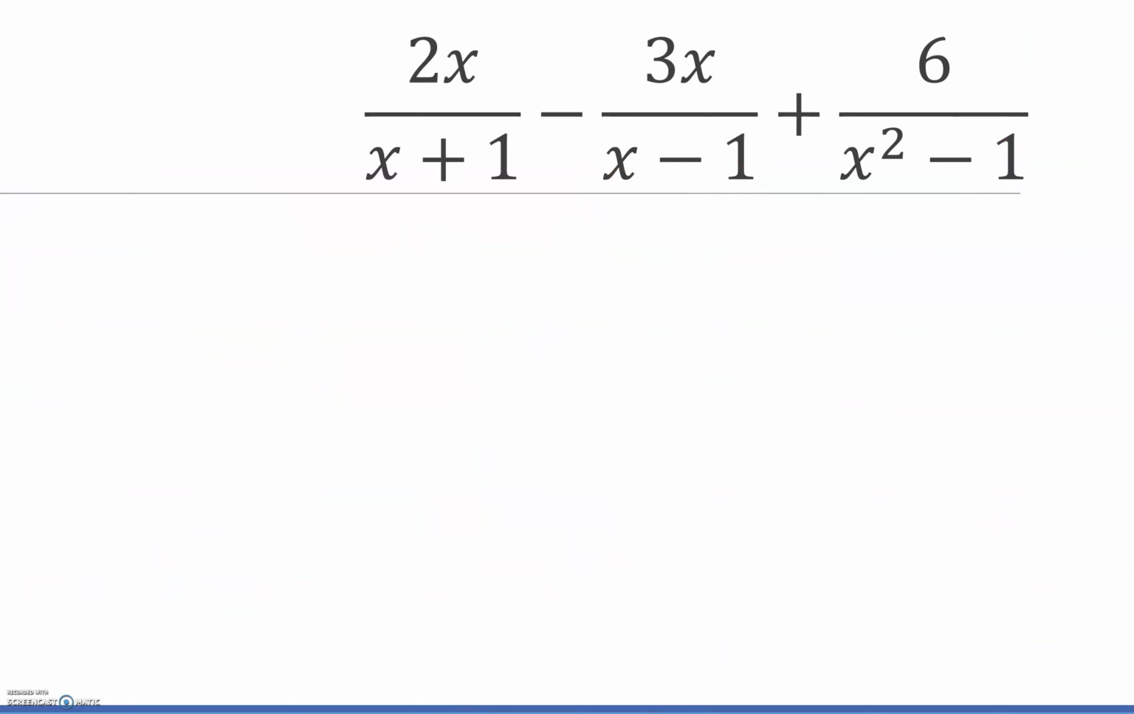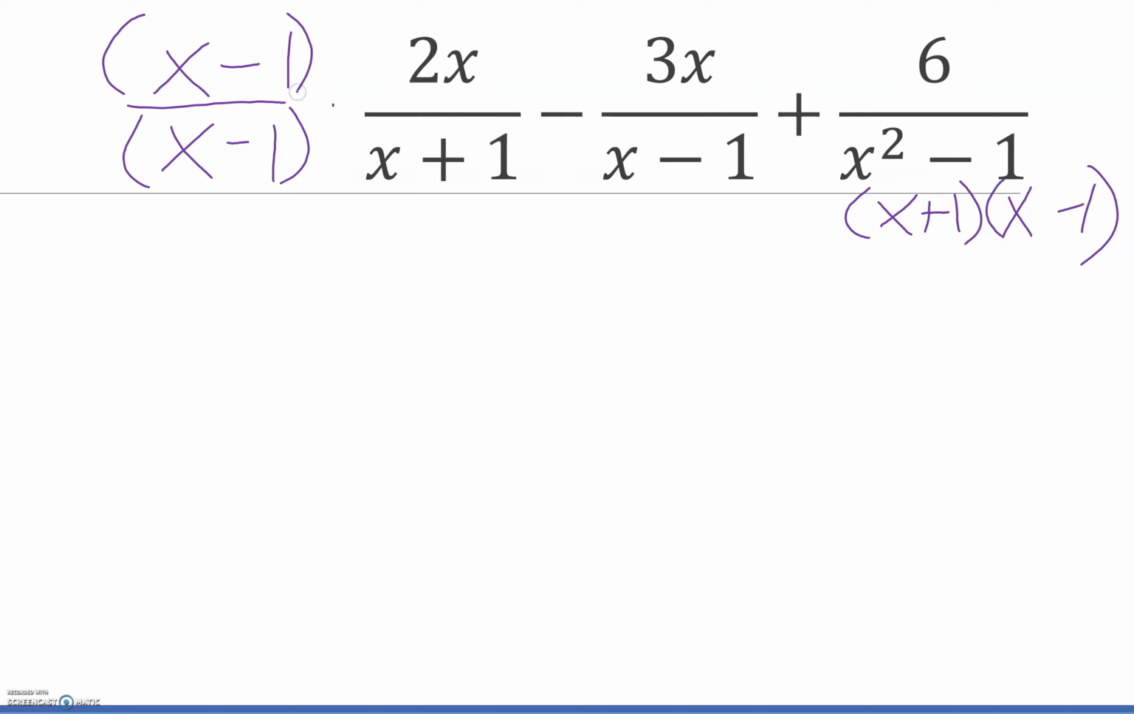Last one has 3 terms. Now if you look at that last fraction here, 6 over x squared minus 1. X squared minus 1 is the difference of squares. So that could be rewritten as x plus 1 times the quantity x minus 1. And if we look at the first 2 fractions, they have those as their denominator. The first one is x plus 1. So if I was multiplying it by something, to get that common LCD, I would do x minus 1 over x minus 1.